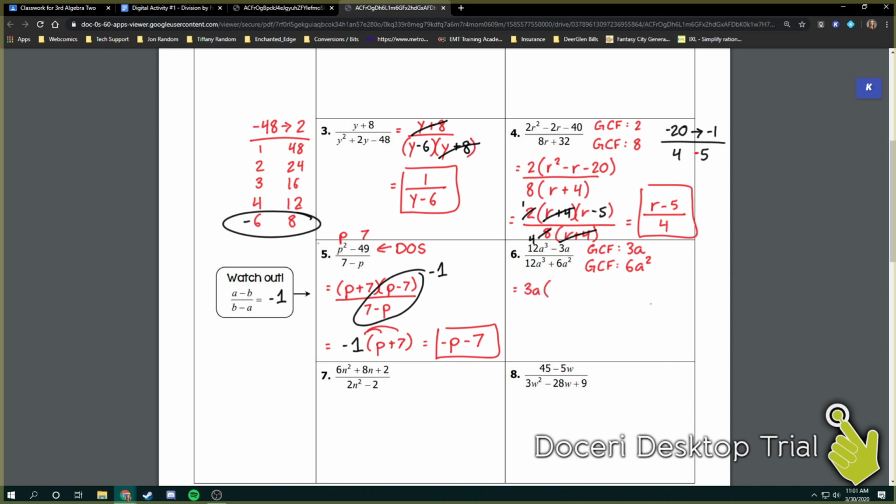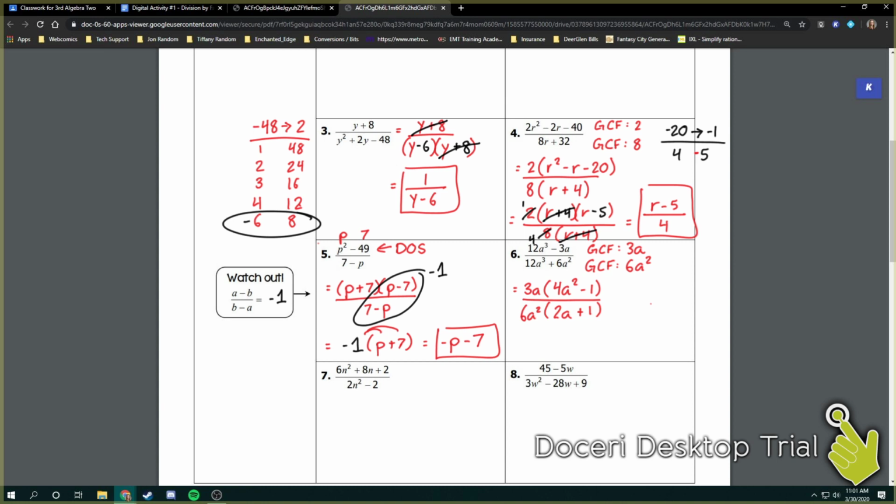3a, 6a squared. Okay. So if I take a 3a out of 12a cubed, 12 divided by the 3 is 4. Take out 1 power of a, so we're left with a squared. If I take a 3a out of a negative 3a, we'll leave behind a negative 1. And in the denominator, we'll get 2a plus 1.